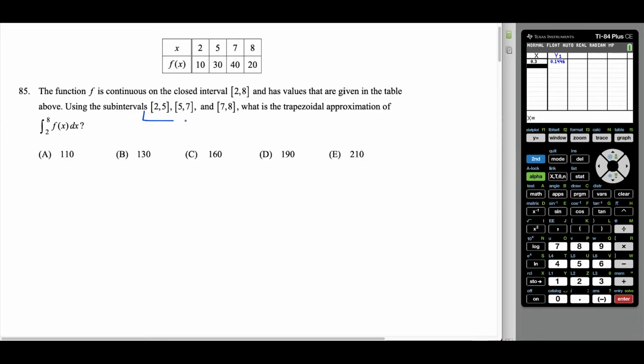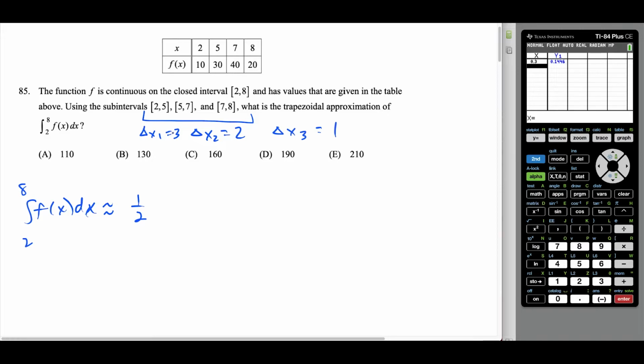We have from 2 to 5, from 5 to 7, and from 7 to 8. So what we could say here is that this integral is approximately equal to, so once again, we're using the trapezoid method. So what we have is 1/2 delta x, and in this case the first delta x, I'll call delta x1, is equal to 3. Then the second delta x is equal to 2 because from 5 to 7 is just 2 units away. And then the third delta x from 7 to 8 is just 1.